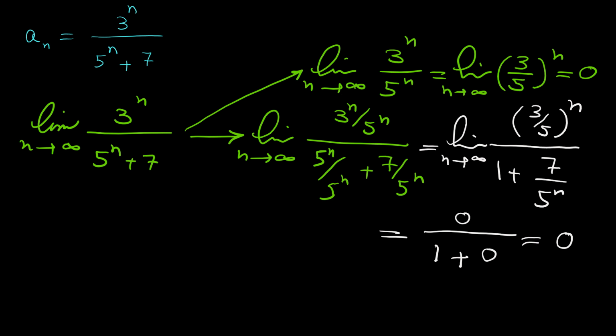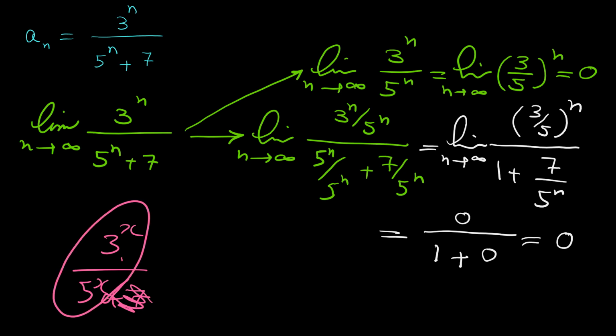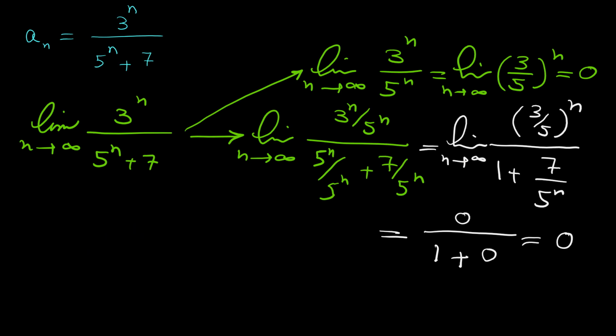The other way that you can find the limit of this sequence is to use L'Hopital. To use L'Hopital, you have to write this in the form of 3 to the x over 5 to the x plus 7. By applying L'Hopital, the derivative of 7 would be 0. Then you are left with these things, and then you can find the limit. But the methods that I showed you here are easier than using L'Hopital for finding the limit of this sequence.